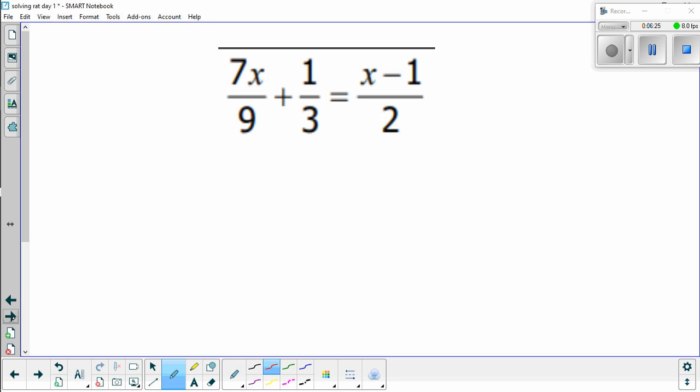You ready? Step one, we need a common denominator. I think of it as a magical number that gets rid of my denominators. So I need a number that will get rid of a 9 and a 3 and a 2. So what would be a number that all three of them could fit inside of? 18, awesome. 18 is a perfect choice.